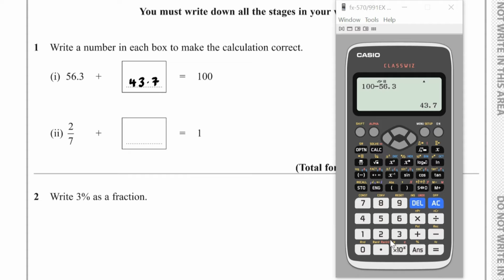Next, we have 2/7 plus something equals 1. Well, to find out what something is, we would have to do the calculation 1 subtract 2/7, and it turns out we get 5/7. So, we have 5/7 plus 2/7, which is equal to 1.